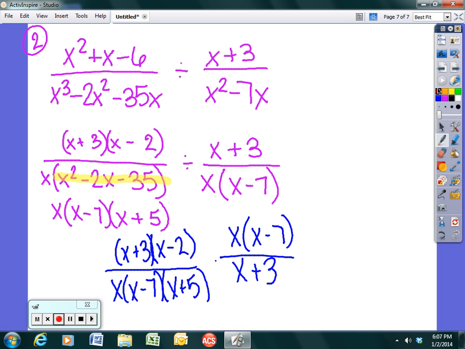Finally, we cross-cancel those things that are alike. So we can cross-cancel x plus 3. We can cross-cancel x minus 7. But we can also get rid of this x. And finally, we want to multiply through to give me a solution. On the top, we're left with x minus 2. And in the bottom, we're left with x plus 5.